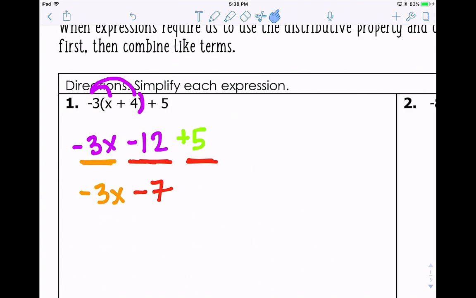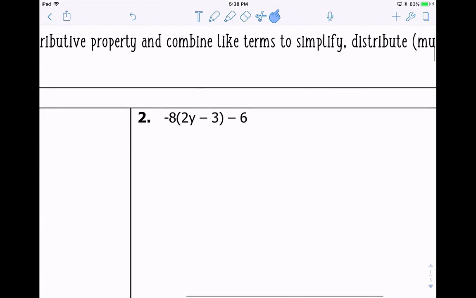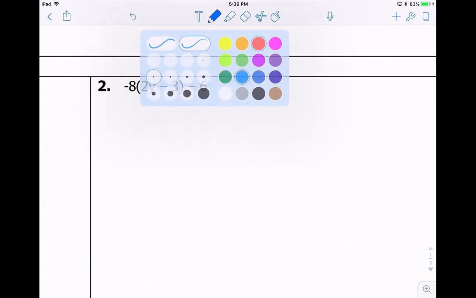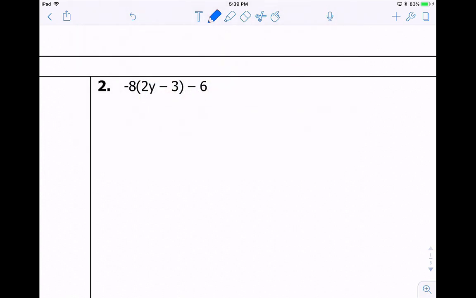Right? So same process looking at number 2, we have a -8 on the outside of a parentheses that we're distributing to two pieces inside. Again, our parentheses end, so that's going to be a hint to us to stop distributing. And then we have another constant on the outside. So I'm going to start by distributing. We multiply first. That's order of operations. So we're going to do -8 times 2y. So -8 times 2y is going to be -16y.